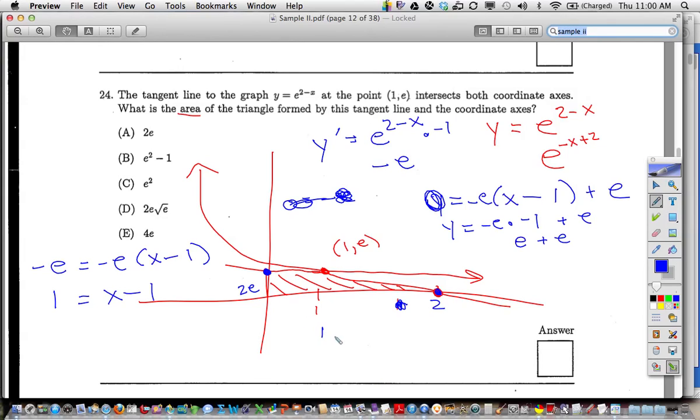So now I got a triangle. It's 1/2, the base is 2, the height is 2e. Cancel, cancel. The area would be 2e, half the base times the height. So that's just kind of a little offshoot of the Shanghai problem, right? The tangent line. Yes.